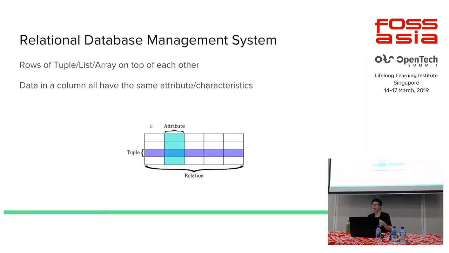This is what we call a relational database management system. So is everyone familiar with what a tuple or a list or array is? Not really? Okay, so imagine you have items in a row. So you have this marker, this bottle of water, and this paper clip. In such a row, each of these items represents a unit of data.